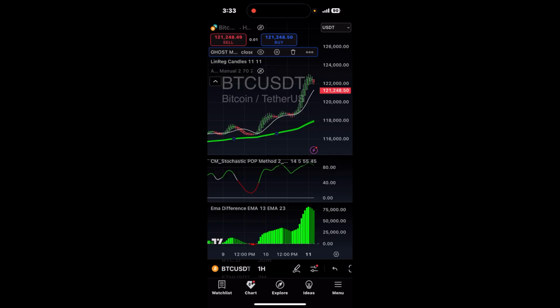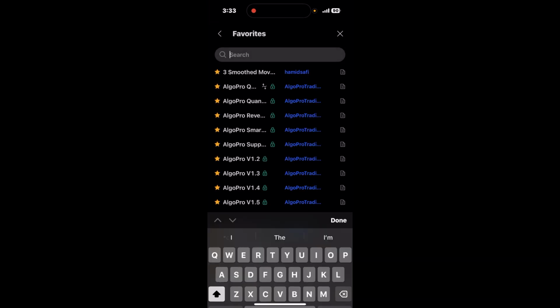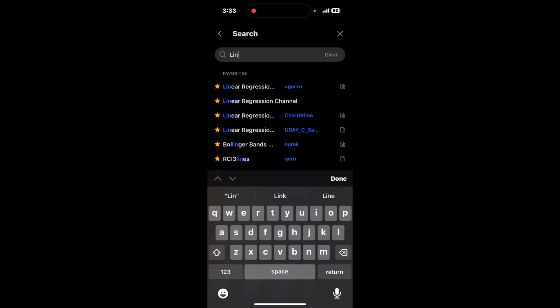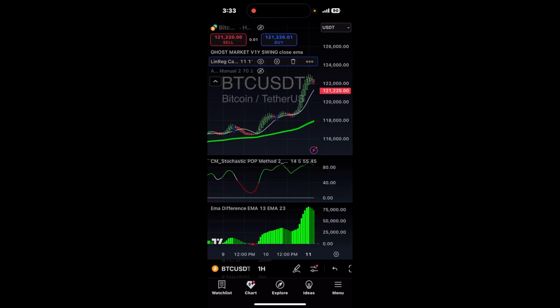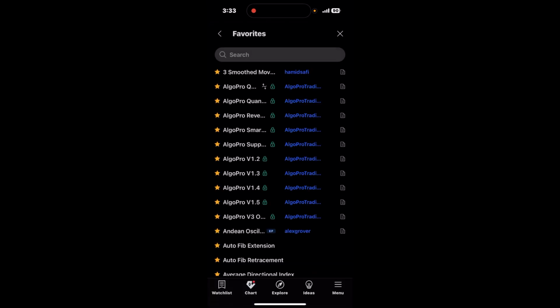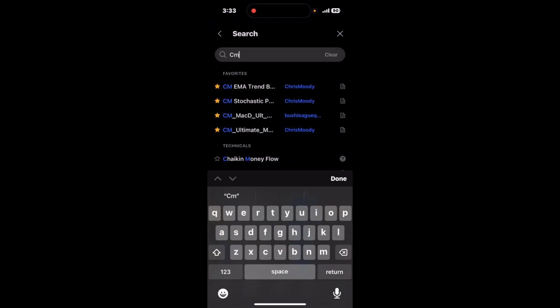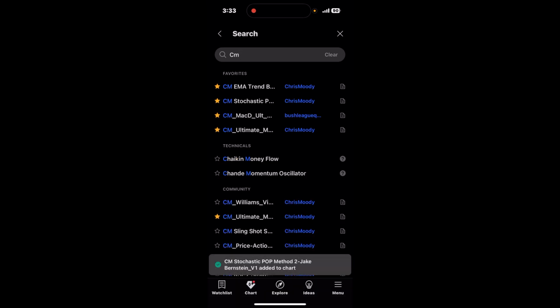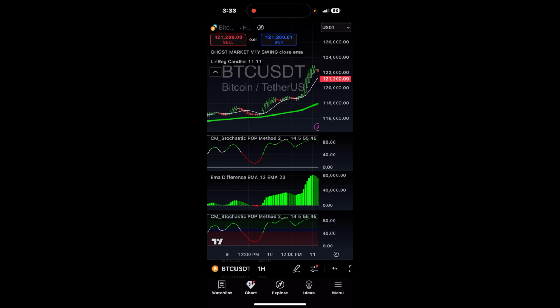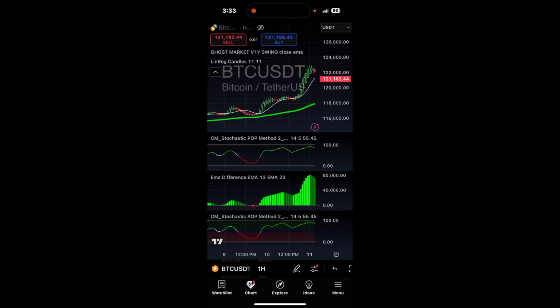Next thing you want to put in is your linear regression candles. So you want to go here, you want to go to indicators, and go to linear regression candles here at the top, and once you do that, you want to hide your regular candles. After that, you have your CM stochastic here, so you want to go to CM stochastic. Now I'll show you how this looks by default. Up here at the top, you've got the custom CM stochastic, and then down here at the bottom, you've got the default version here.